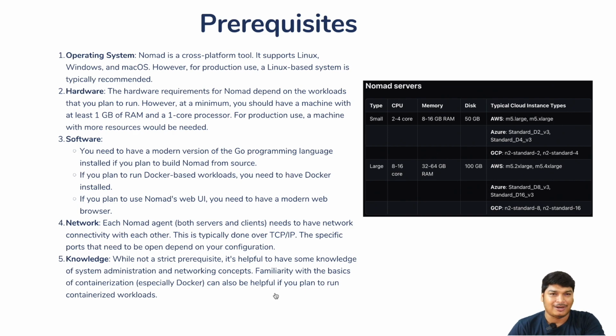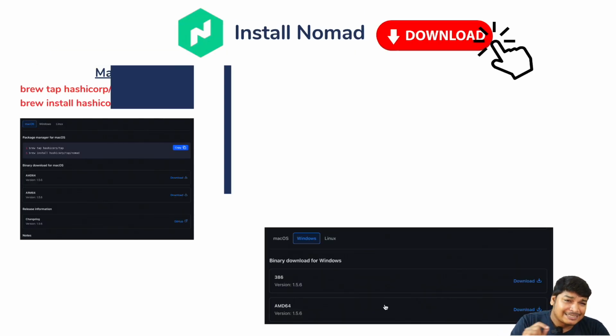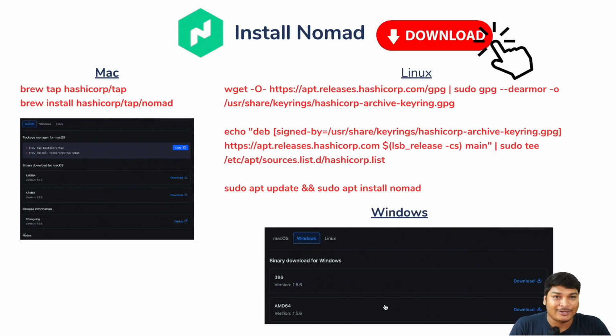Minimum requirement already seen, right? Based on this application, how many applications to run and all that, I'm just recommending that one. Now this configuration recommendation part is actually from the Nomad server only. Now enough talk, let's get started. Let's install Nomad on your machine.